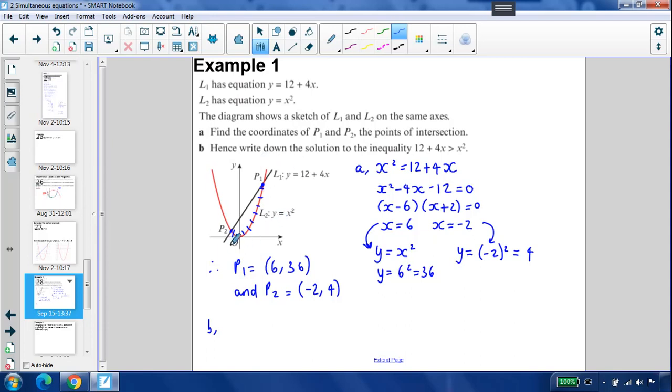So what is the x value of P2? Well, the x value of P2 is minus 2. And the x value of P1 is 6. Just check the signs. We do want just a normal sign, not an equal to. So that is going to be the solution to the inequality. Okay?